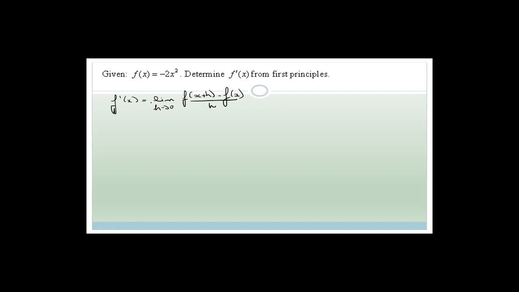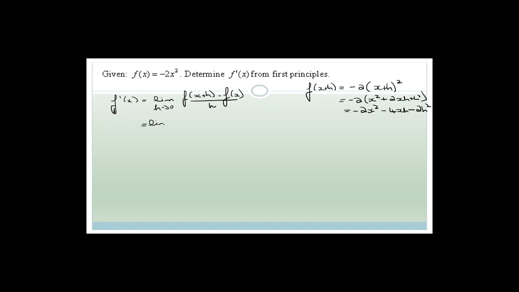So that is great that that's on the formula sheet. But what you need to do is you need to now be able to substitute into this formula. So we need to first solve for f of x plus h. So f of x plus h is equal to, now wherever we see an x, we're now going to write x plus h. So it becomes minus 2 times x plus h squared. So this becomes minus 2 times x squared plus 2xh plus h squared, which becomes minus 2x squared minus 4xh minus 2h squared. Okay, so now we know that f of x plus h is minus 2x squared minus 4xh minus 2h squared. So now we can substitute that into this equation.